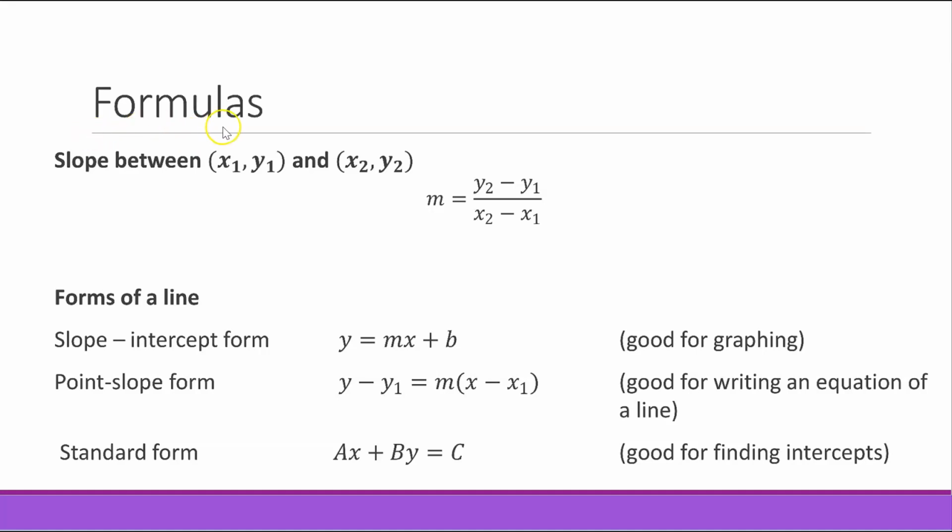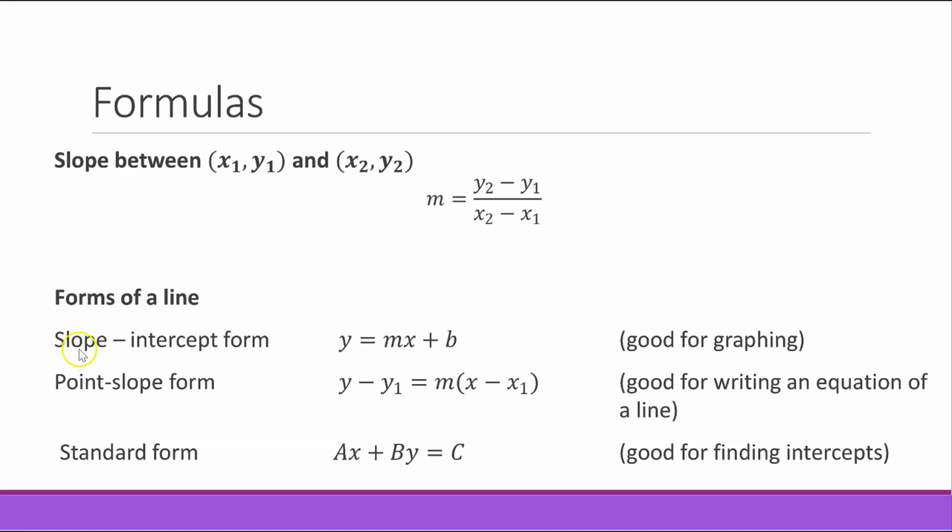Now let's review some formulas that deal with linear functions. First, let's look at the slope between 2 points, (x1, y1) and (x2, y2). To find the slope, m, that's going to equal, in the numerator, y2 minus y1, all over, in the denominator, x2 minus x1. And then let's look at the forms of a line.